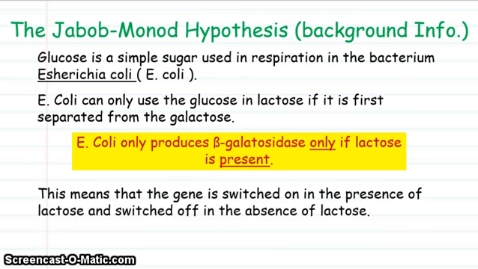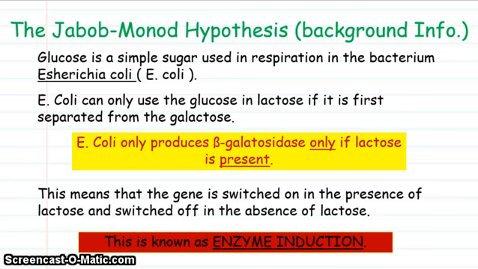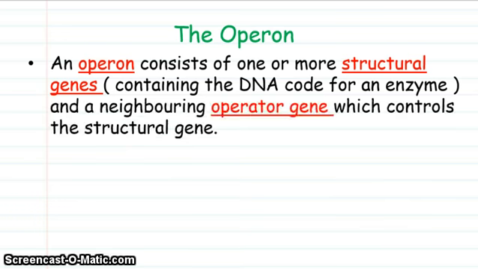So the presence of lactose switches the gene on for the production of beta-galactosidase, and this is known as enzyme induction. The production of the enzyme has been induced by the presence of the substrate. Now, an important aspect before we look at how that occurs is what's called an operon. On the DNA, the part of the DNA that's associated with the production of the beta-galactosidase enzyme, an operon itself contains structural genes, and also next to it an operator gene which controls the structural gene.